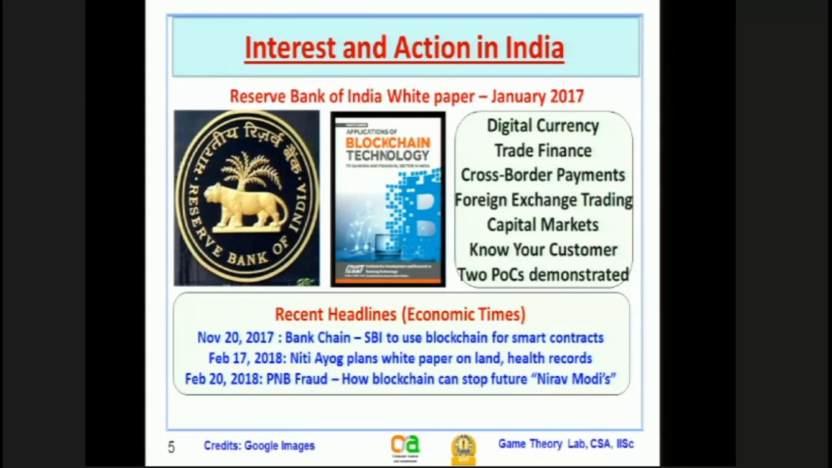And if you look at some of the recent headlines, all the way from November 20th, when State Bank of India said they will use the blockchain with smart contracts, up to February 20th, the Punjab National Bank fraud, and how blockchain can stop future Nirav Modis, right? Very, very interesting articles have been written on some of these topics.